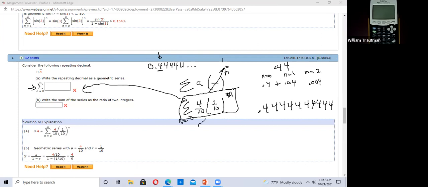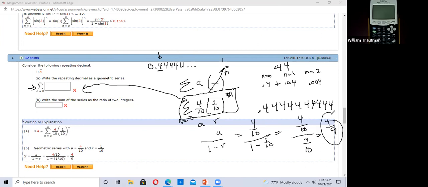Now, once you have that, you have A and you have R, and you just plug it into the formula. A over 1 minus R. A is 4/10. R is 1/10. You put this 4/10 divided by 9/10. And when you flip it and multiply, you end up with 4/9. And that's where the sum of the series ends up, at 4/9. So that's kind of interesting.